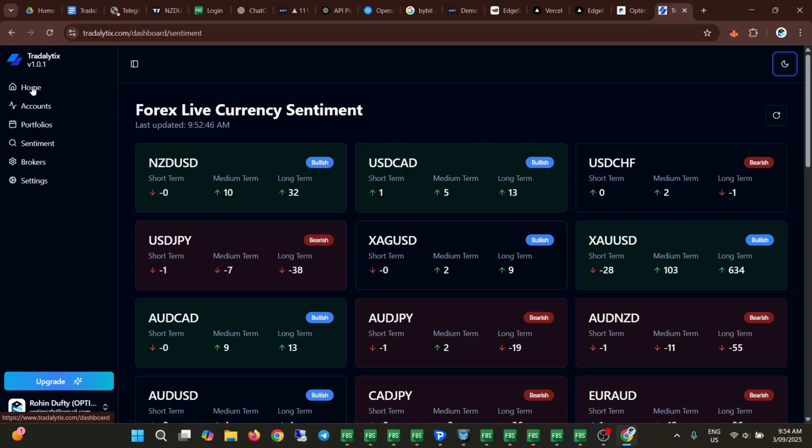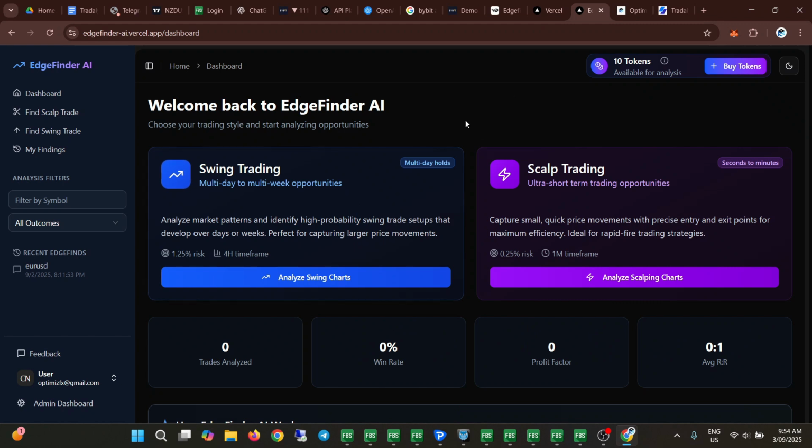So that's basically an update on everything that's been happening in my world. Edgefinder is the newest thing that I've just created, and all of them are works in progress. They're not done, but I do have time to finish them right now, so I'm going to get stuck into them.